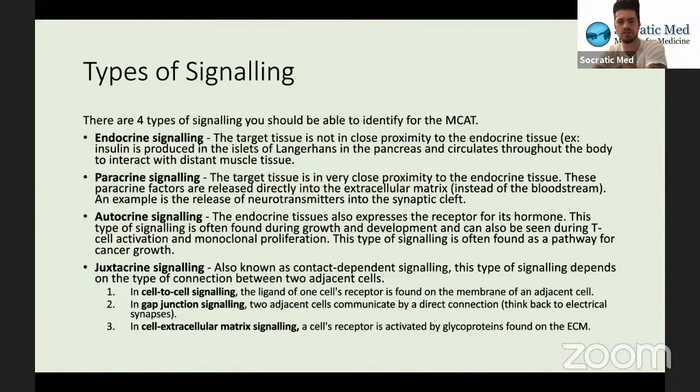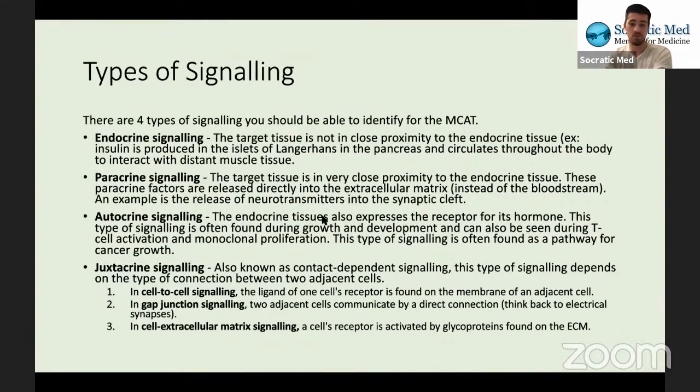You should know that autocrine signaling is mostly found in development and in your immune system. During T cell activation, the T cells will release factors that they express a receptor for. It results in what we call monoclonal proliferation, which just makes a bunch of clones of itself, in that positive feedback loop. This type of signaling is also often found as a pathway for cancer growth. If you've ever studied cancer, you'll see that one of the ways many cells evade natural checkpoints and continue to grow despite what the body thinks is natural is that they take advantage of this autocrine signaling pathway.